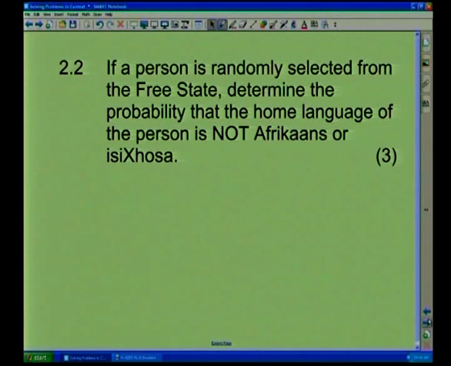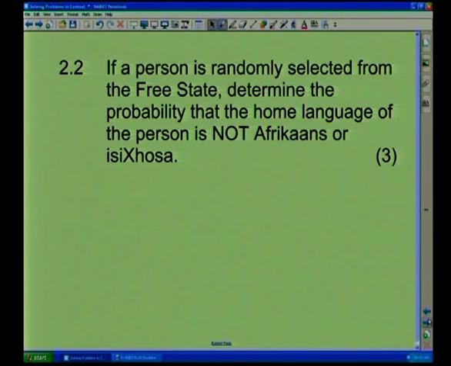Let's move to question number 2, or 2.2. It says, if a person is randomly selected from the Free State, determine the probability that the home language of this person is not Afrikaans or isiXhosa.